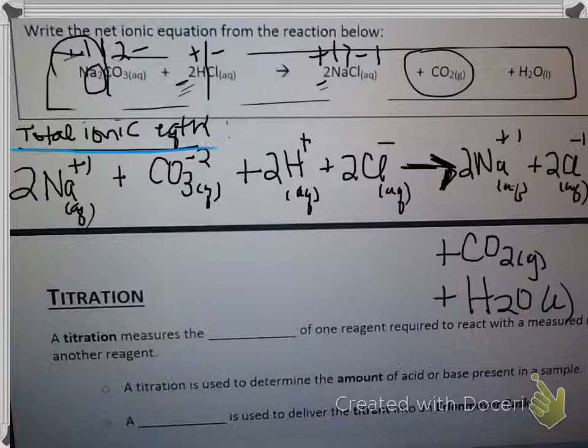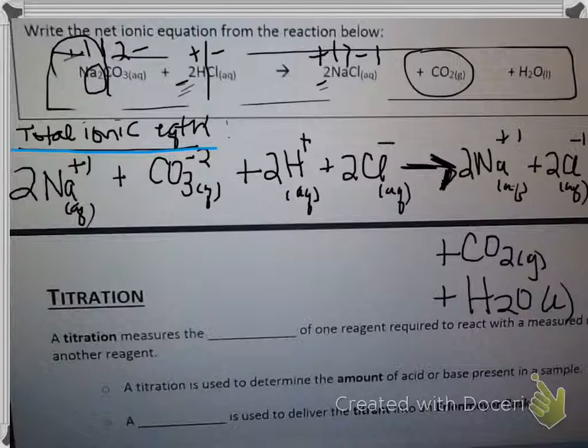After you write the total ionic equation, your next step before you write your net ionic equation is to get rid of all the spectator ions. For every ion on the left-hand side of the equation, if it exists on the right-hand side of the equation unchanged, it's a spectator. It's not part of the reaction.